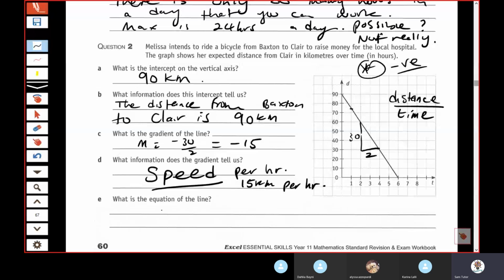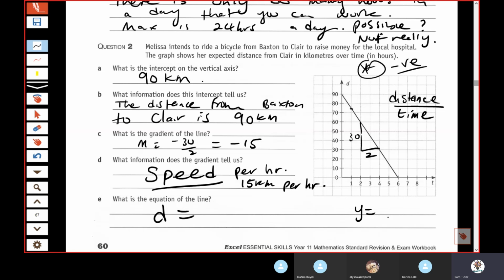What is the equation of the line? Does someone want to give it a go? Equation of the line, I can give you, it's D equals. You already know the gradient, you know the y-intercept. Dahlia, do you want to try it? D equals, and then what's your gradient? First you've got to do the gradient, because what's the formula for a straight line? What's the equation of a line?